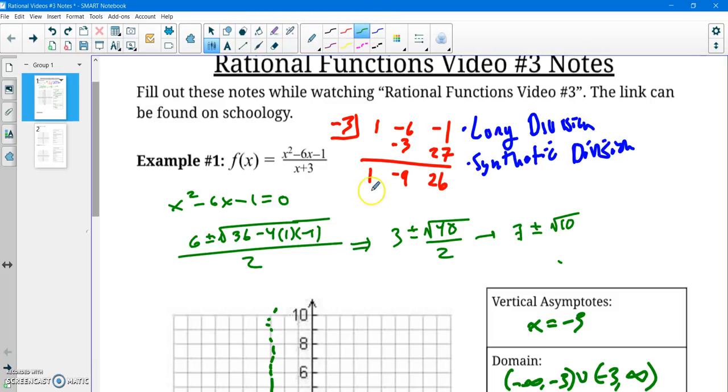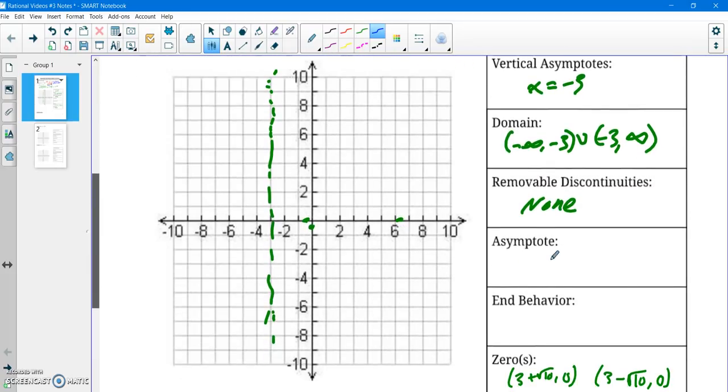So this tells me that when you divide that, you get x minus 9, and then the 26 is my remainder. The nice thing is we're not going to worry about the remainder at all. It has no impact whatsoever. This is our slant asymptote. Okay, so notice we changed this to just say asymptote. That's because we're not going to have a horizontal one. Instead, our asymptote is going to be this line, x minus 9.